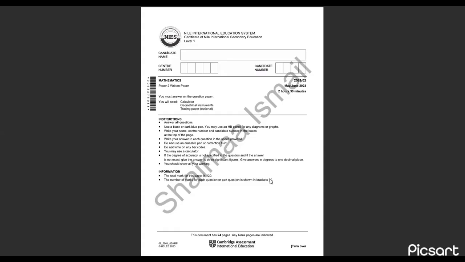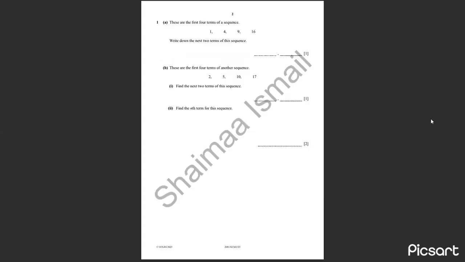Here's code 2081, paper 2, 2023. Let's get started. Bismillah. Here are the first four terms of a sequence: 1, 4, 9, 16.